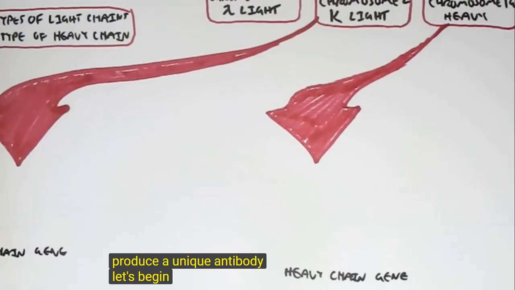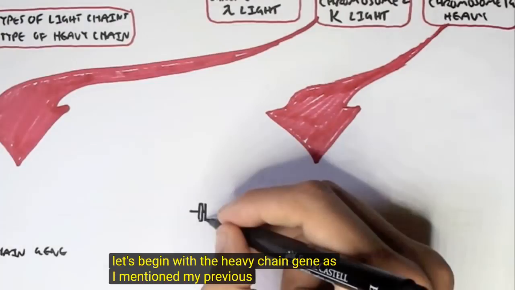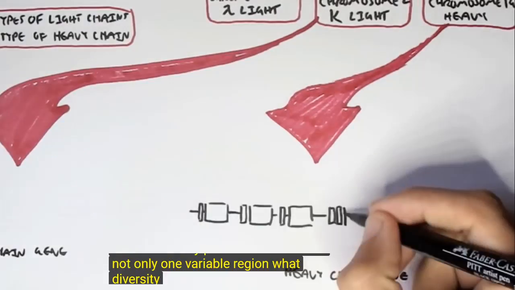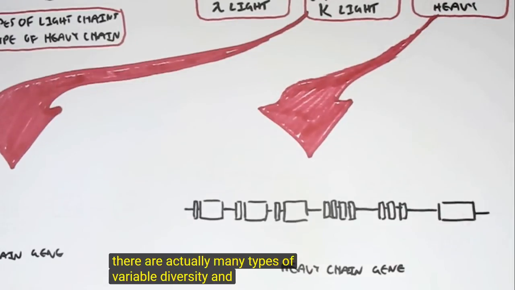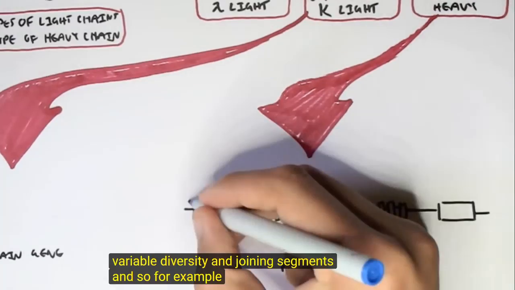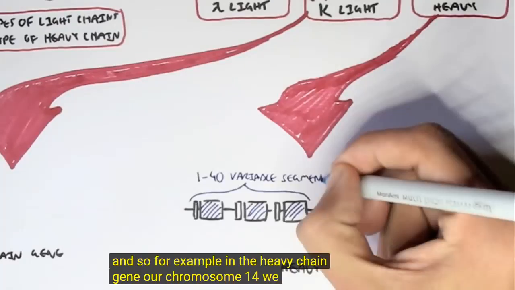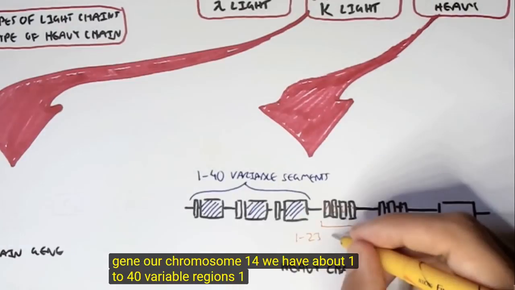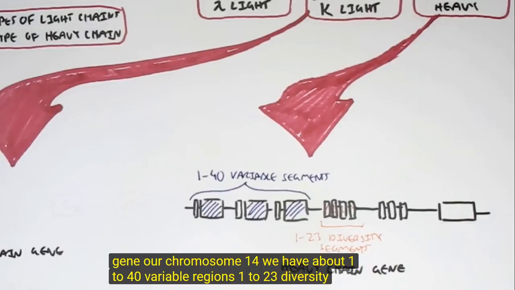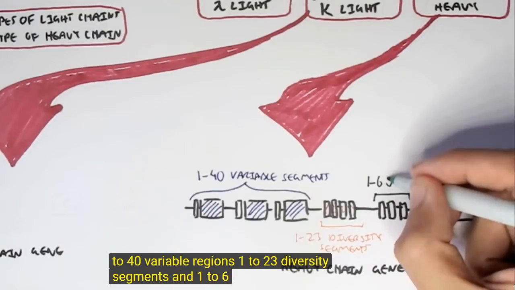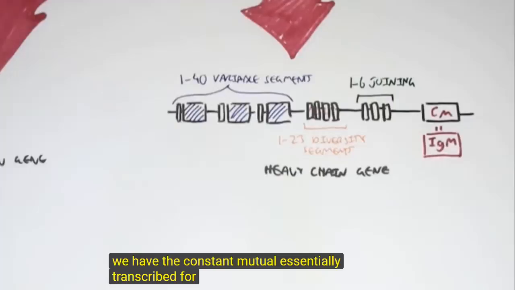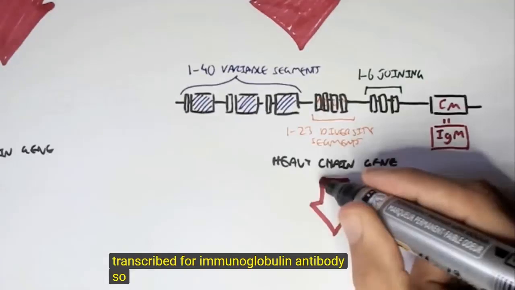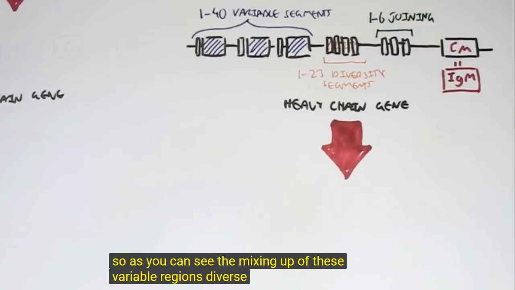So let's begin with the heavy chain gene. As I mentioned in my previous video, there's not only one variable region, one diversity region, one joining region. There are actually many types of variable, diversity, and joining segments. So for example, in the heavy chain gene of chromosome 14, we have about 1 to 40 variable regions, 1 to 23 diversity segments, and 1 to 6 joining segments. And we have the constant mu, which will essentially transcribe for an immunoglobulin M antibody.